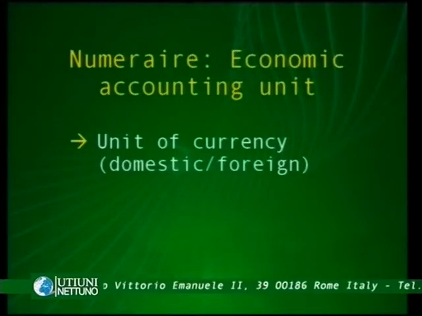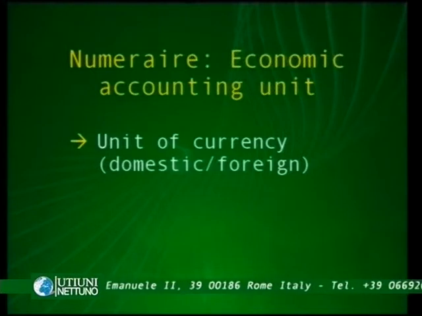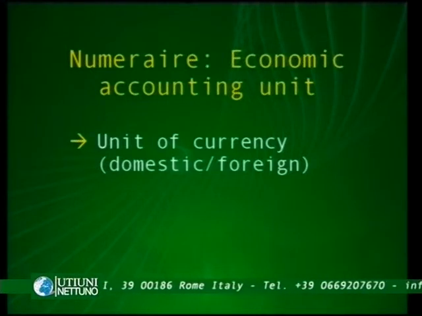So another issue that is important for determination of accounting prices is the so-called numeraire. The numeraire is, in other terms, the economic accounting unit that is used for measurement. So in other words, when you have an economic pricing that is based on accounting prices, you need to establish a common unit of account for expressing economic values. And there are several different dimensions that define this common unit of account.